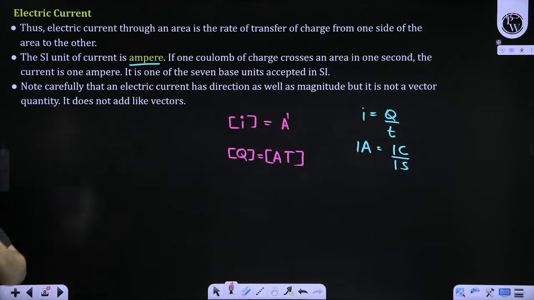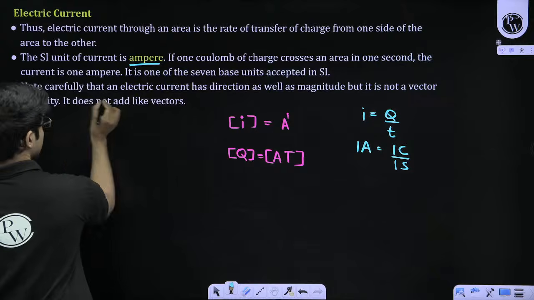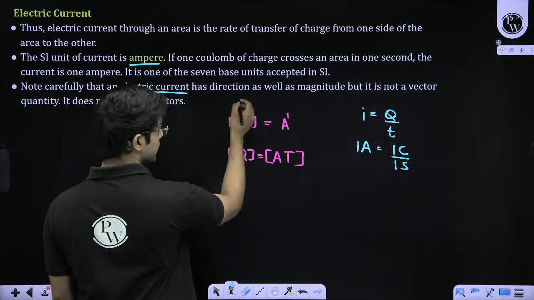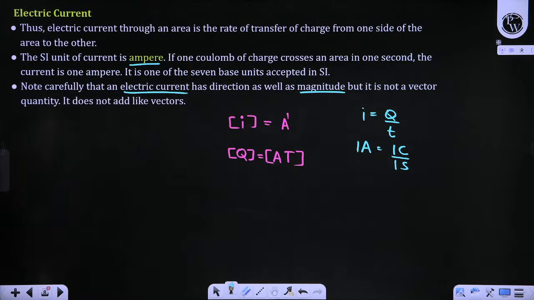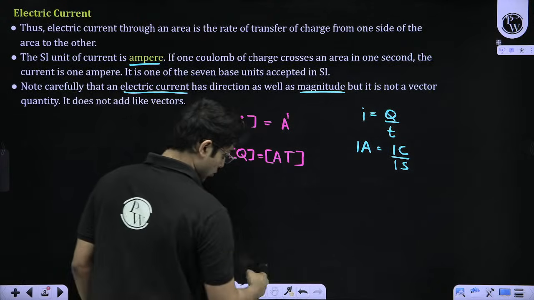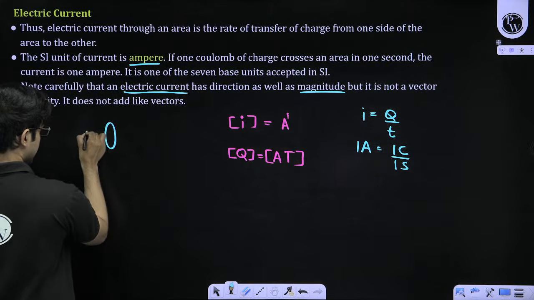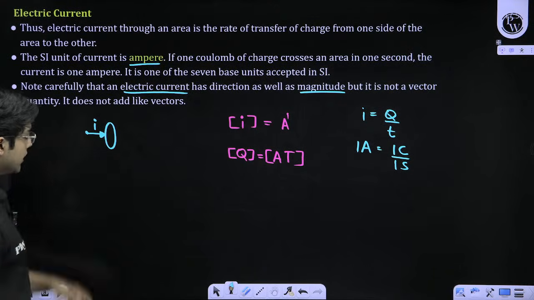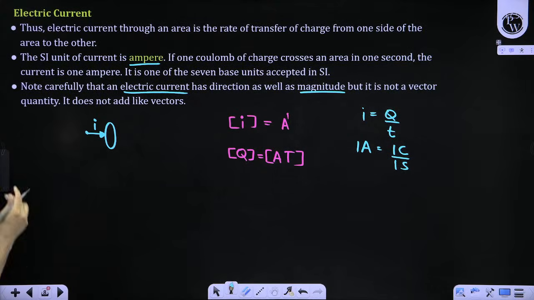Then, this is also an important note to keep in mind. The electric current physical quantity has a direction and a magnitude, but it is not a vector quantity. It does not follow the triangle law of vector addition. Even though current does have a direction, it can either flow to the right or to the left, it is not treated as a vector quantity.